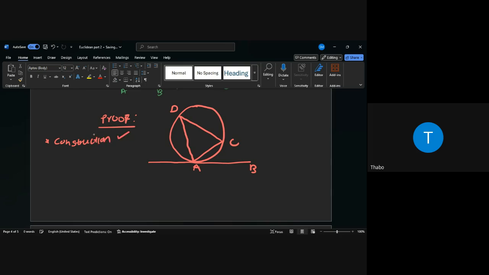Alright guys, when you're writing in your test or exam, you need to redraw whatever they gave you, whatever theorem they ask you to prove. So the conclusion we need to prove here is that the angle made by the chord and the tangent is equal to the angle that the same chord subtends at the circumference. First thing we need to do is construction. How do you do construction?